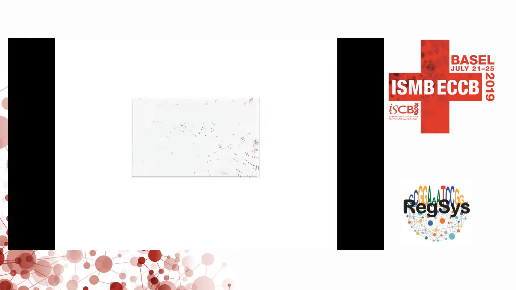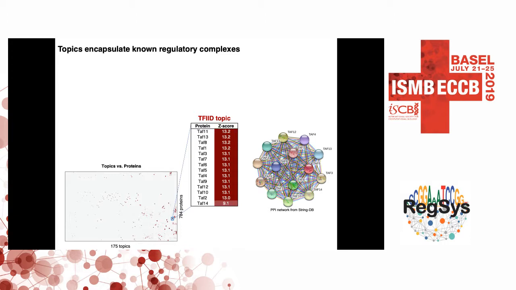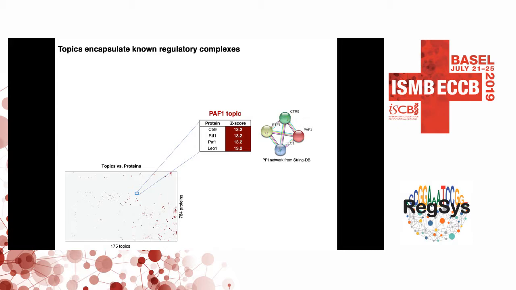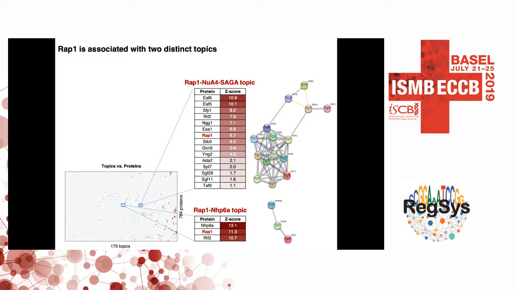So for example, here's TFIID. What I'm showing over here is the protein-protein interaction evidence from STRING-DB. I mean, TFIID shouldn't be controversial, but for some of the others, we're showing some evidence here in support. So this is TFIID. Here's the PAF1 complex. Here's SWR1. Here are some topics where the same protein can be involved in multiple topics, perhaps playing a separate regulatory role in each. So for example, RAP1 here is involved in a topic alongside the SAGA complex and a separate topic with NHP6A and a couple of other proteins.